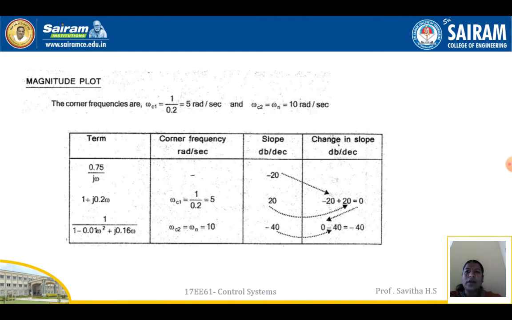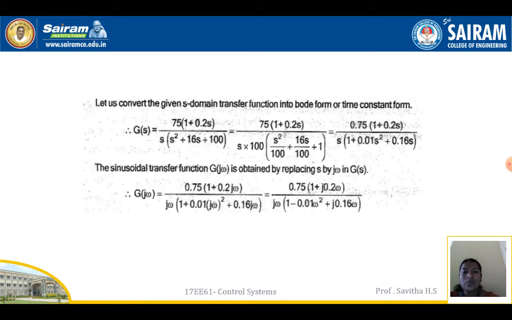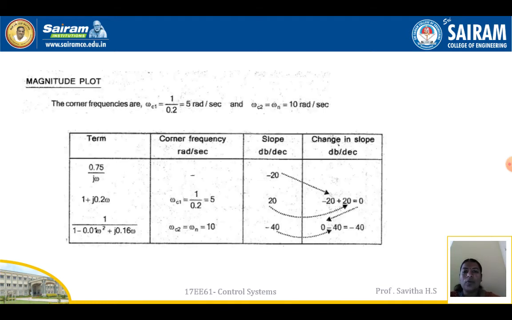For the corner magnitude plot, the corner frequencies are omega c1 is equal to 1 by 0.2, which is 5 radians per second, and omega c2 is equal to 10 radians per second. So the first one, as you can see in the diagram, is 0.75 by j omega. There is no corner frequency; the slope is minus 20 because j omega is in the denominator. So the change in slope in decibels is nil.